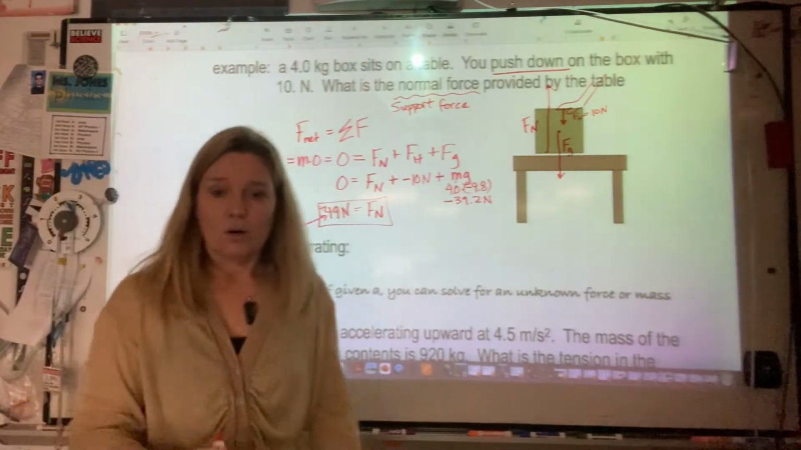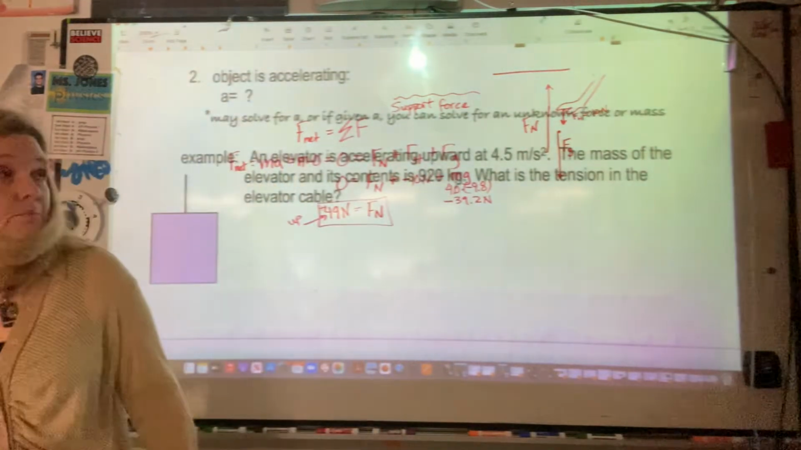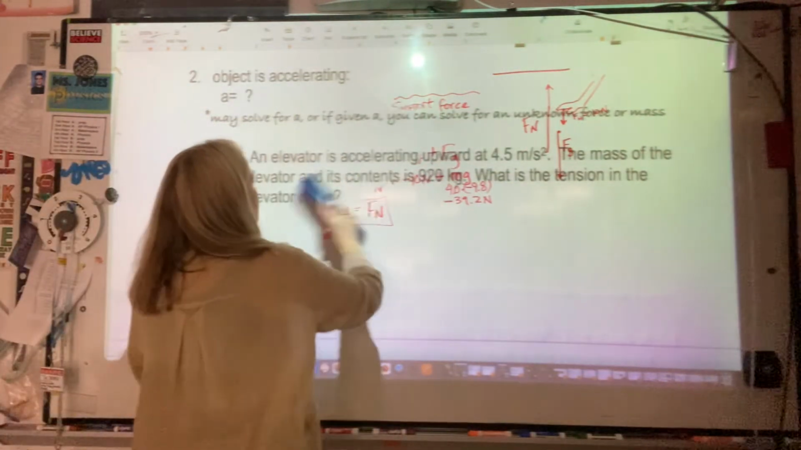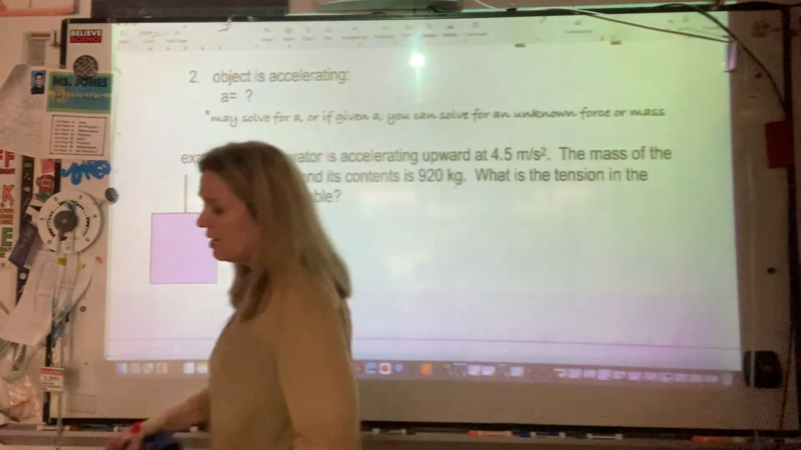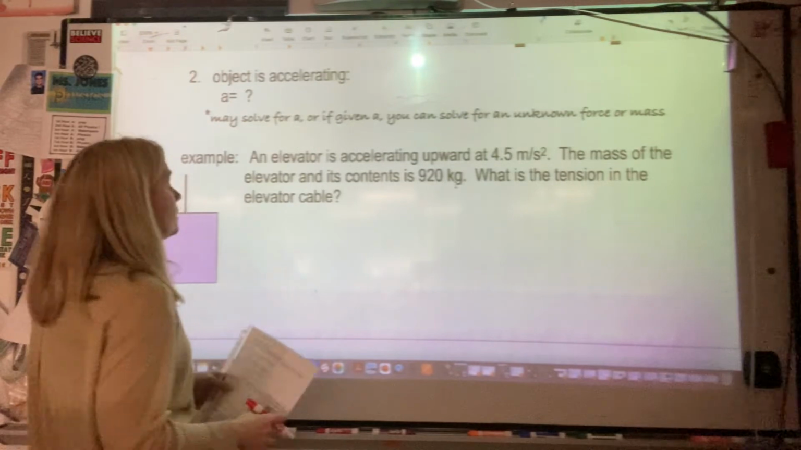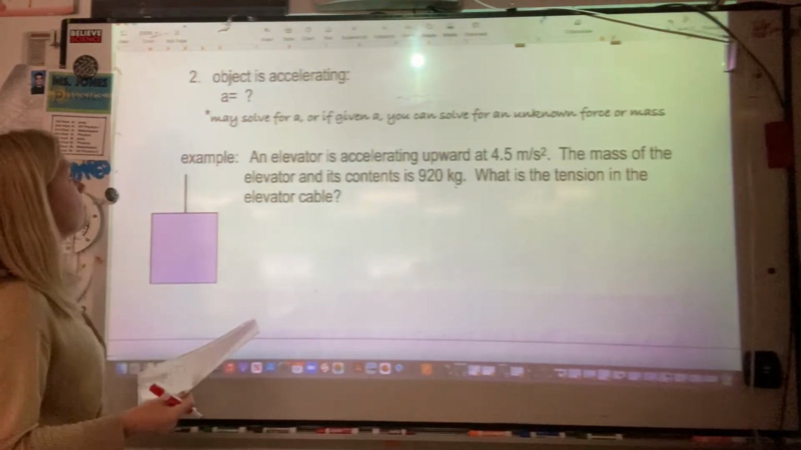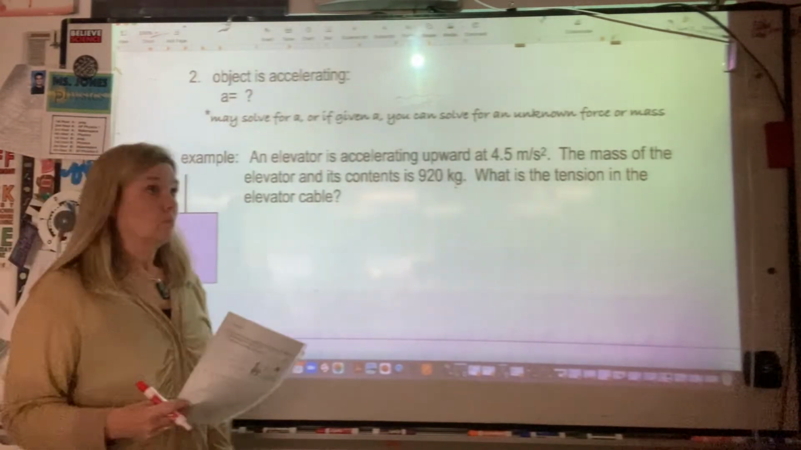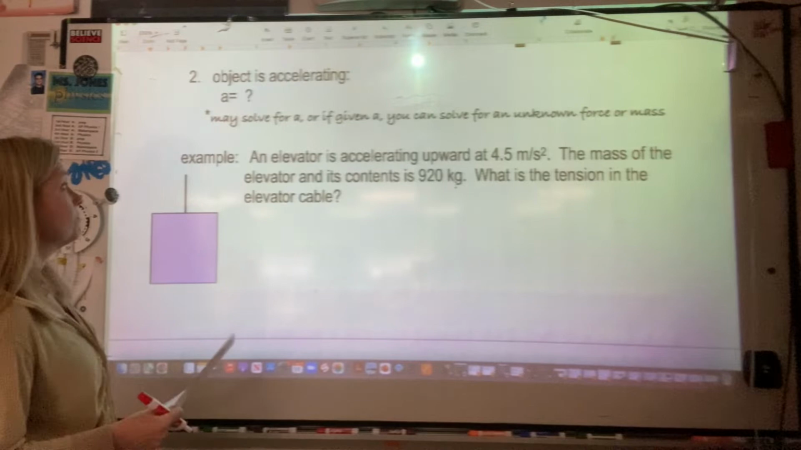All right, now our second scenario is if you have an object that is accelerating. What do we have going on here? If an object is accelerating, then we don't know a. Okay, so it's a different kind of problem. So we have to have other information.